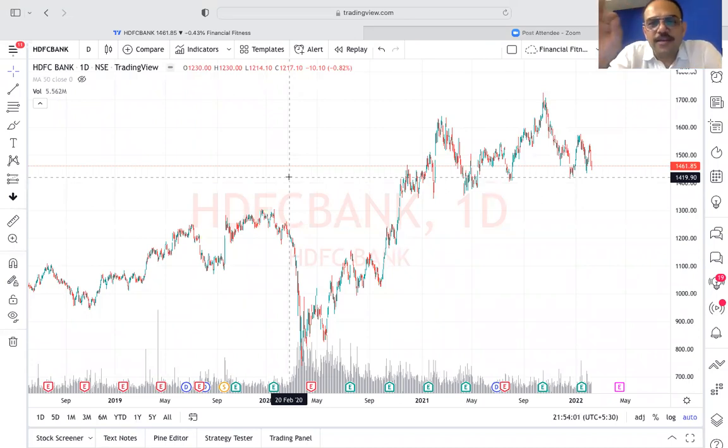But this has to be done. You have to do it. You have to practice it. Unless you draw a minimum of 200 support resistance lines, you'll not be able to grasp it. You'll not be able to understand it. You'll not be able to feel it.